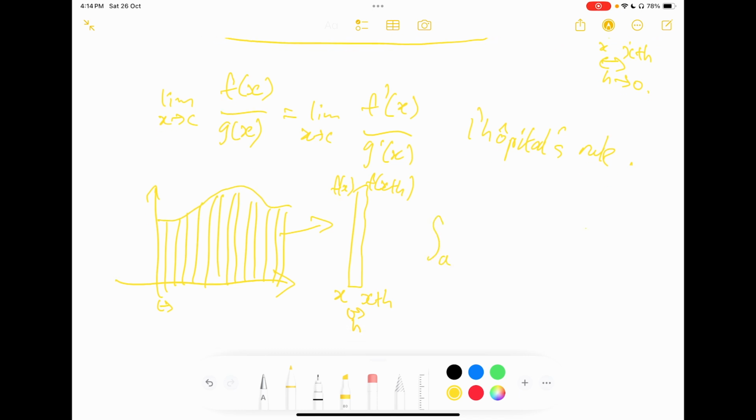So the definition of an integral, in particular a definite integral from a to b, is the limit as the number of slices n approaches infinity of the sum as i goes from 0 to n of (b minus a) over n times f of a plus (b minus a) over n times i. So this is the limit definition of an integral.